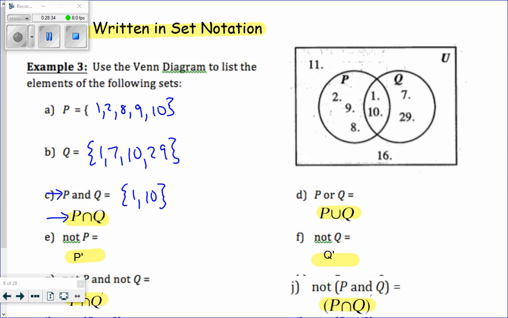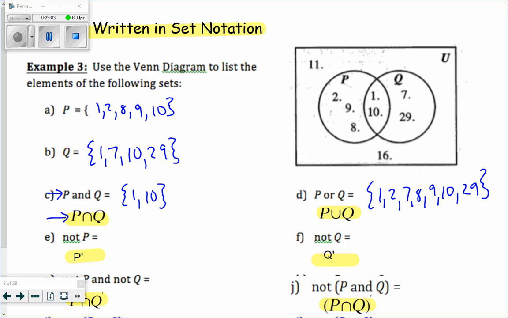So P or Q. P or Q means union. So it means one or the other or both. In other words, if it's in circle P, it counts. If it's in circle Q, it counts. If it's in both circles, it counts. So it's 1, 2, 7, 8, 9, 10, and 29. And by the way, I have no idea what these numbers represent, nor do I care, right? I'm just there to return the data.